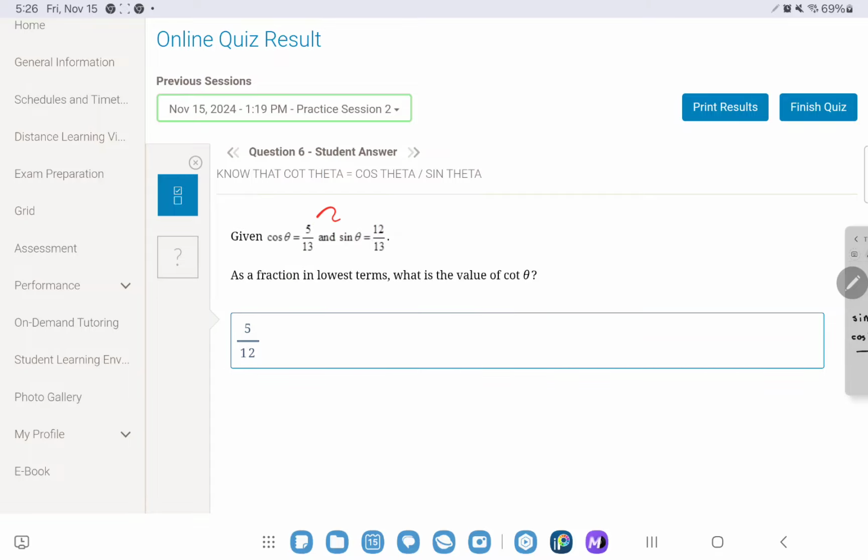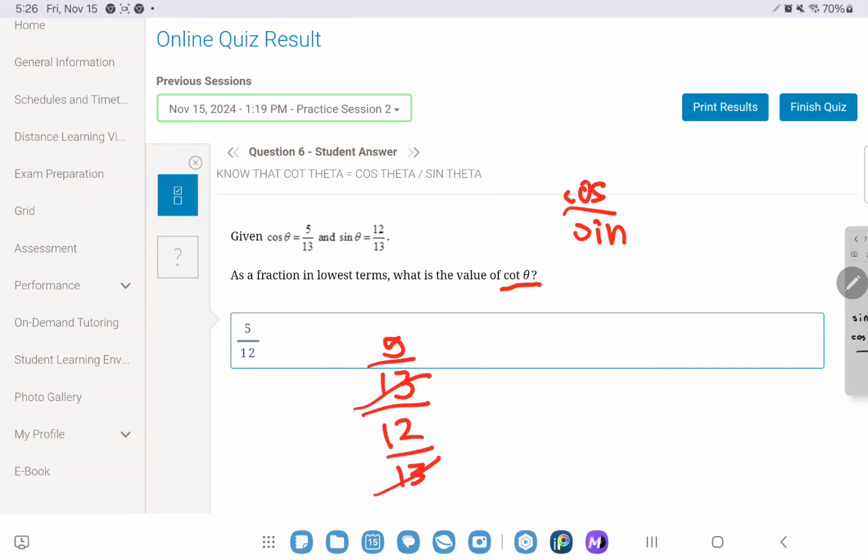Given cosine is this and sine is this, as a fraction, what's the cotangent? Like we said, cosine over sine. So 5 over 13 over 12 over 13. Cancel 13 with 13, you're going to be left with 5 over 12. That's how you solve it, that's it. Let's move on.